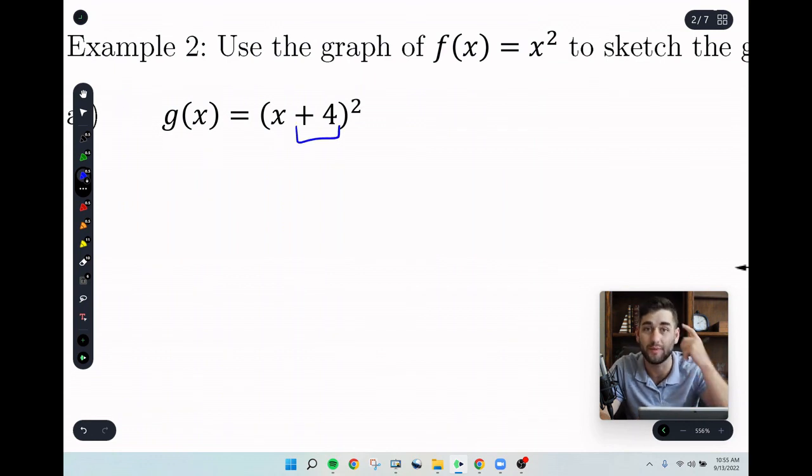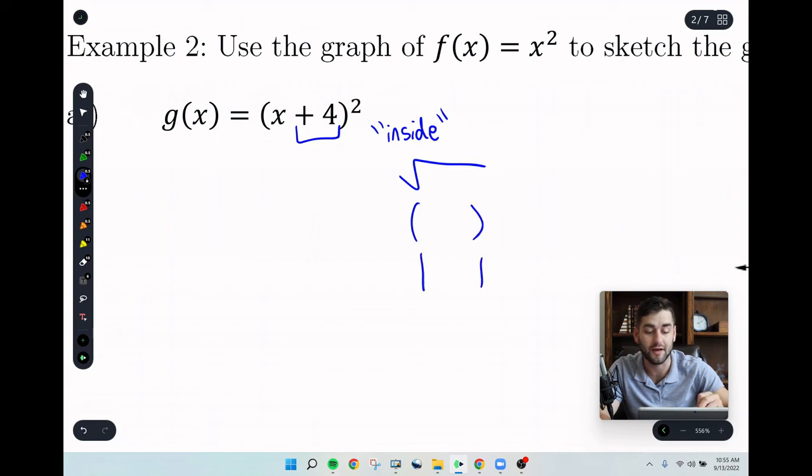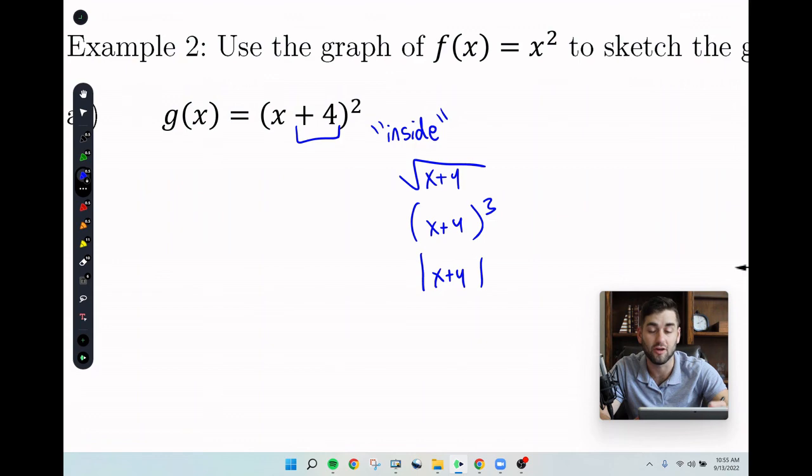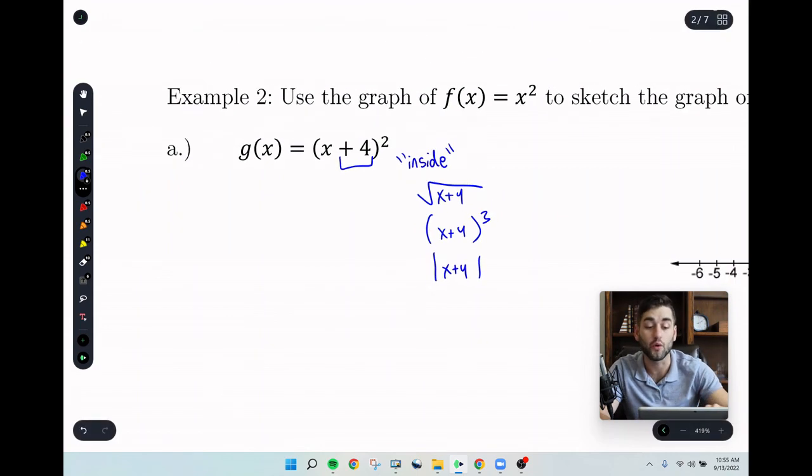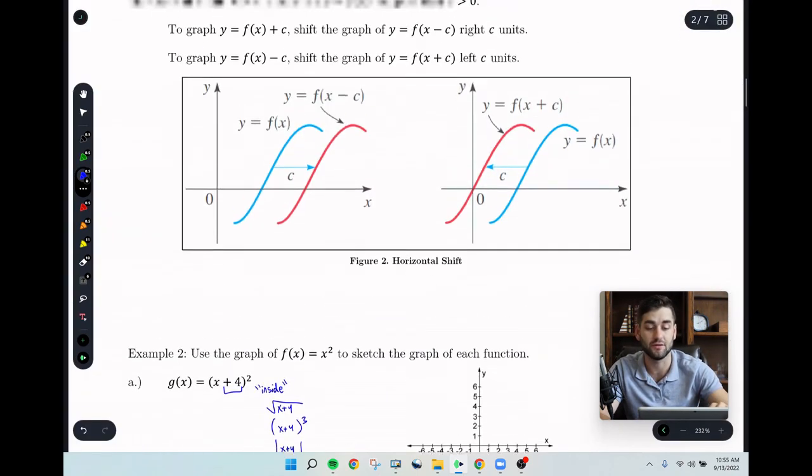A lot of ways people think about it is it's on the inside. It's not always perfect, but it's real good to look at. It might be inside of square roots, inside of parentheses, or inside of absolute values. But if you see this x plus 4 or minus inside of your random function, then you might know that it's a horizontal shift. So let's go look at the definition real quick.